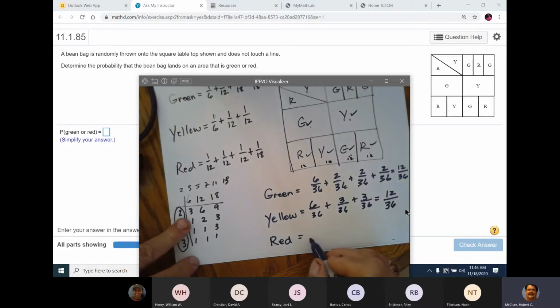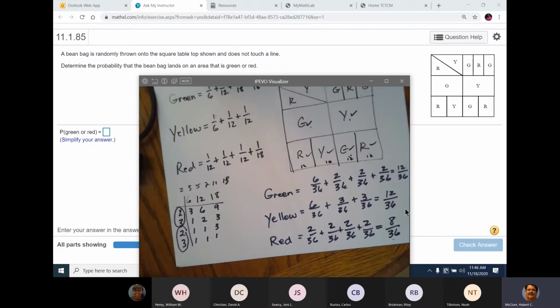And then red, 36, 36, 36, 36. 12 will go into 36. 2 times 1 is 2. 2, 2. 18 will go into 36. 2 times 1 is 2. So that's 2, 4, 6, 8. That's 8 over 36. And 24 and 8 does not give you 36. It gives you 32. So I'm missing something. Shoot. Let me check everything.